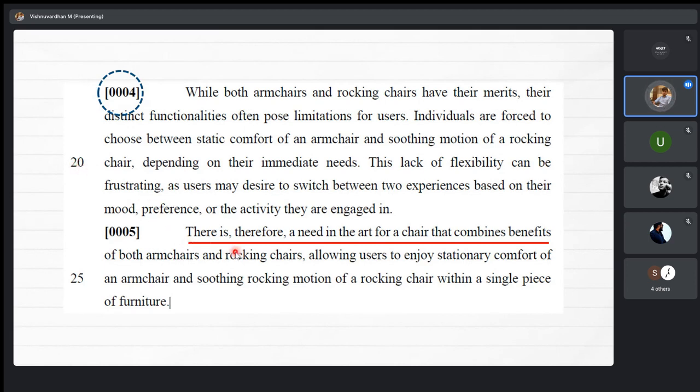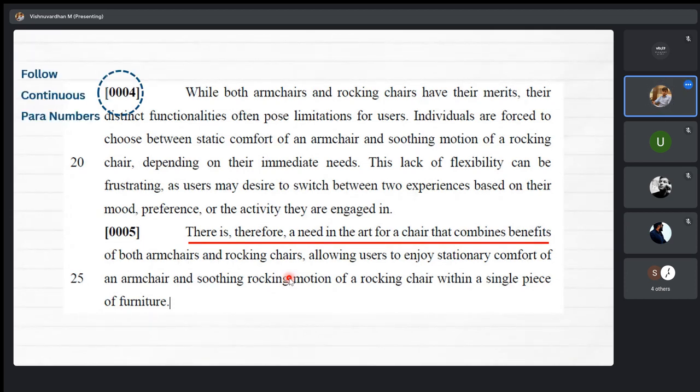Right. So there is therefore a need in the art for a chair that combines the benefits of both armchairs and rocking chairs. So you guys got a clear idea of what the background is, right? You explain what the existing prior art is, what is lacking, what the problem is, and what you are looking to solve in the future. Cool. That is the background. So field is over, background is over.